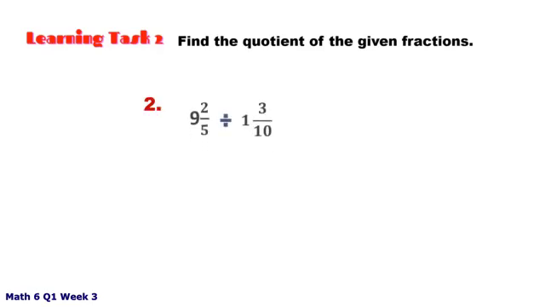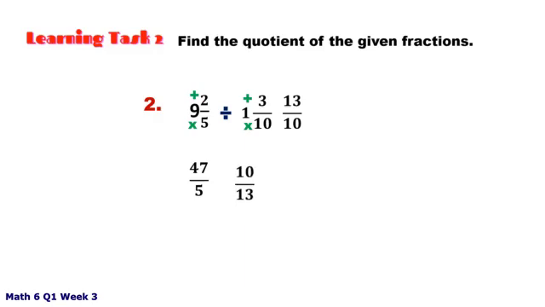Number 2. 9 and 2/5 divided by 1 and 3/10. Change all mixed numbers to improper fractions. 5 times 9 plus 2 equals 47/5. 1 times 10 plus 3 equals 13/10. And the reciprocal of that fraction is 10/13.